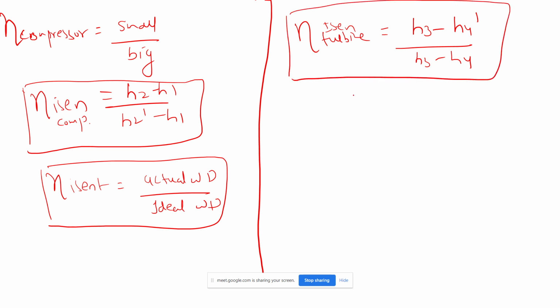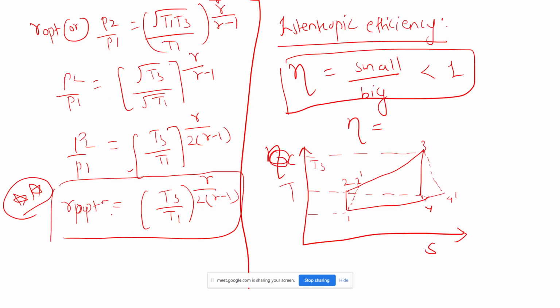Hello? Yes, sir. Okay. So these are the only parts which are important. This is also important, this compression. This you also have to remember, because during solving numericals it will be important.